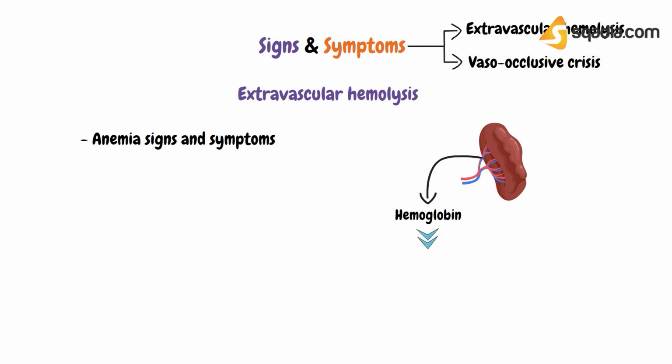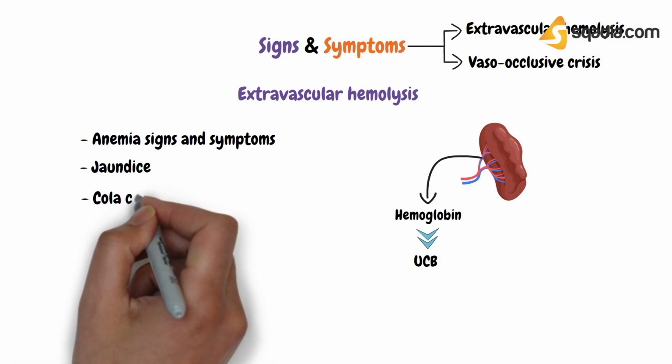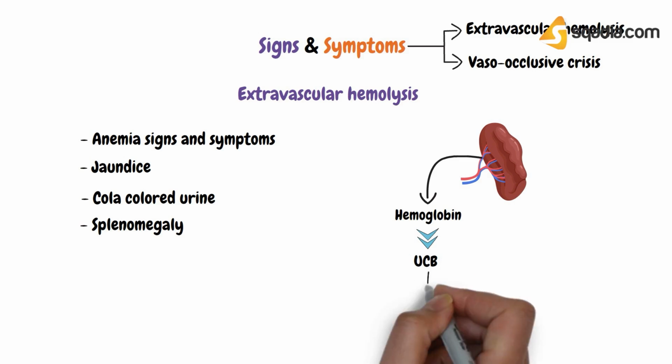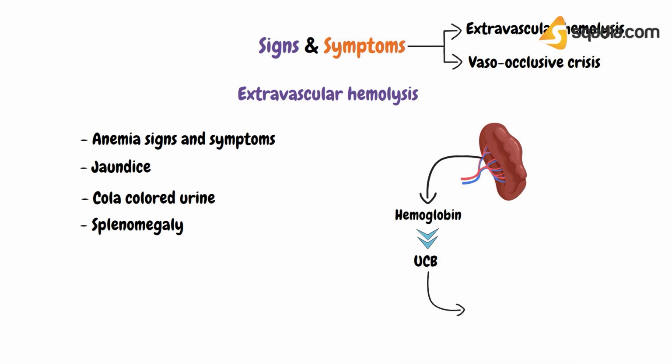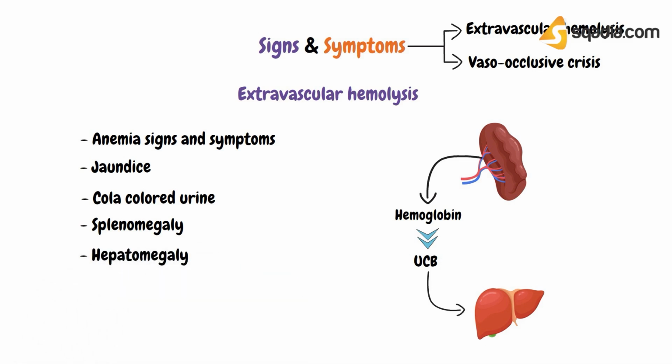And hemoglobin is further broken down to unconjugated bilirubin, resulting in jaundice or yellowish discoloration of the skin and sclera, as well as cola-colored urine and splenomegaly, because the spleen is now hyperfunctioning to break down all those red blood cells. Unconjugated bilirubin is then conjugated in the liver to a less toxic substance. And so, because of the high amounts of unconjugated bilirubin, the liver starts to hyperfunction, and that leads to hepatomegaly.